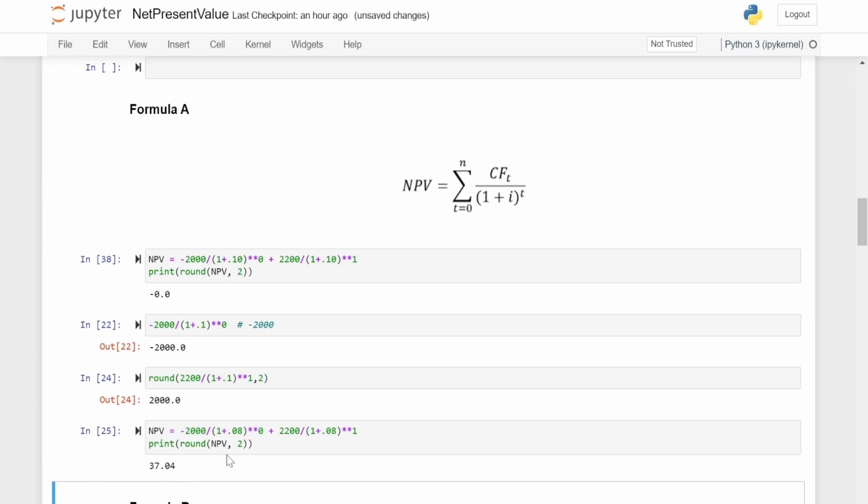But if we invest this 2000 rupees in the project, and if we do the calculation for NPV, we are left with some positive value. So this 37 rupees is more, right? As compared to what we would have earned by simply putting this money in a bank. So we will take up this project. That is all about NPV.